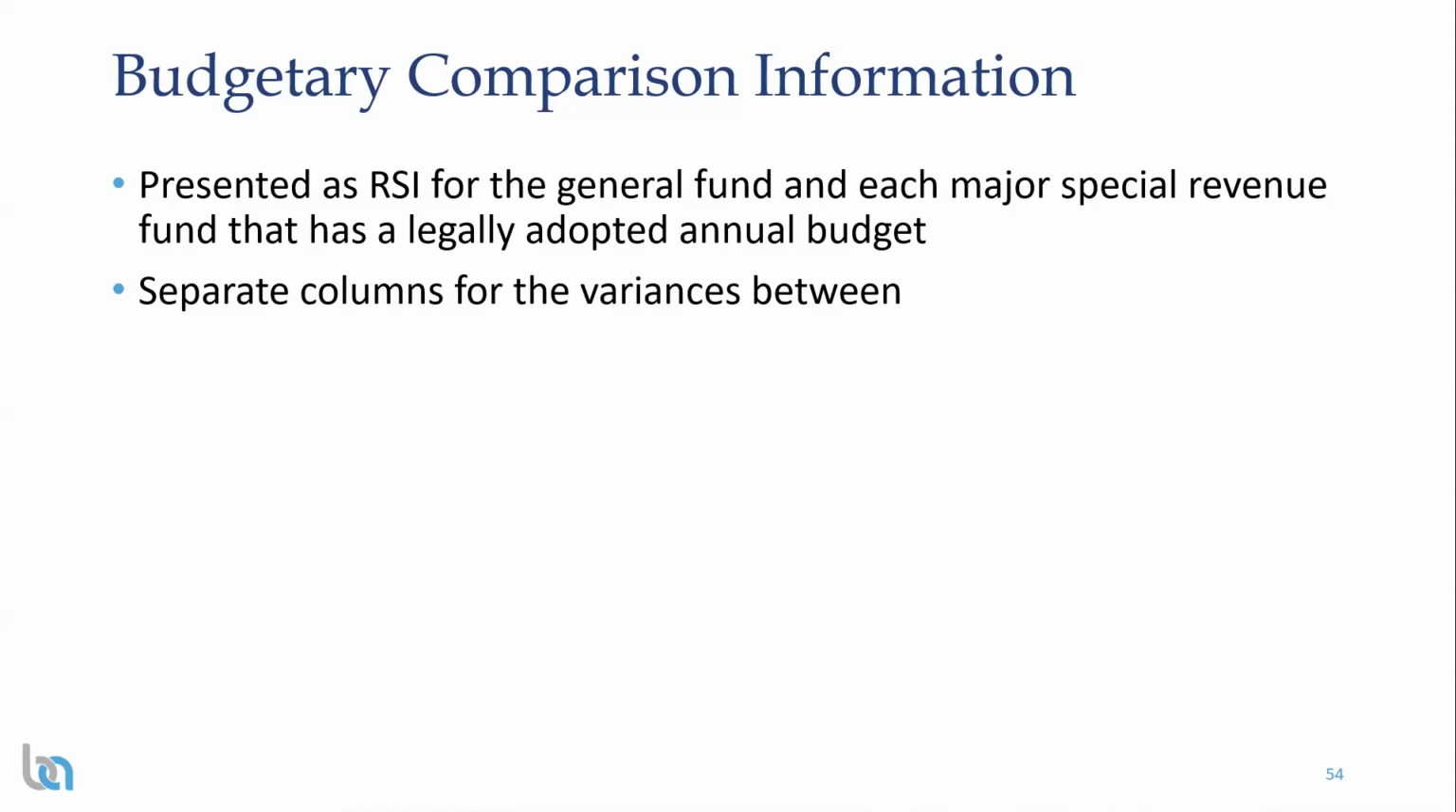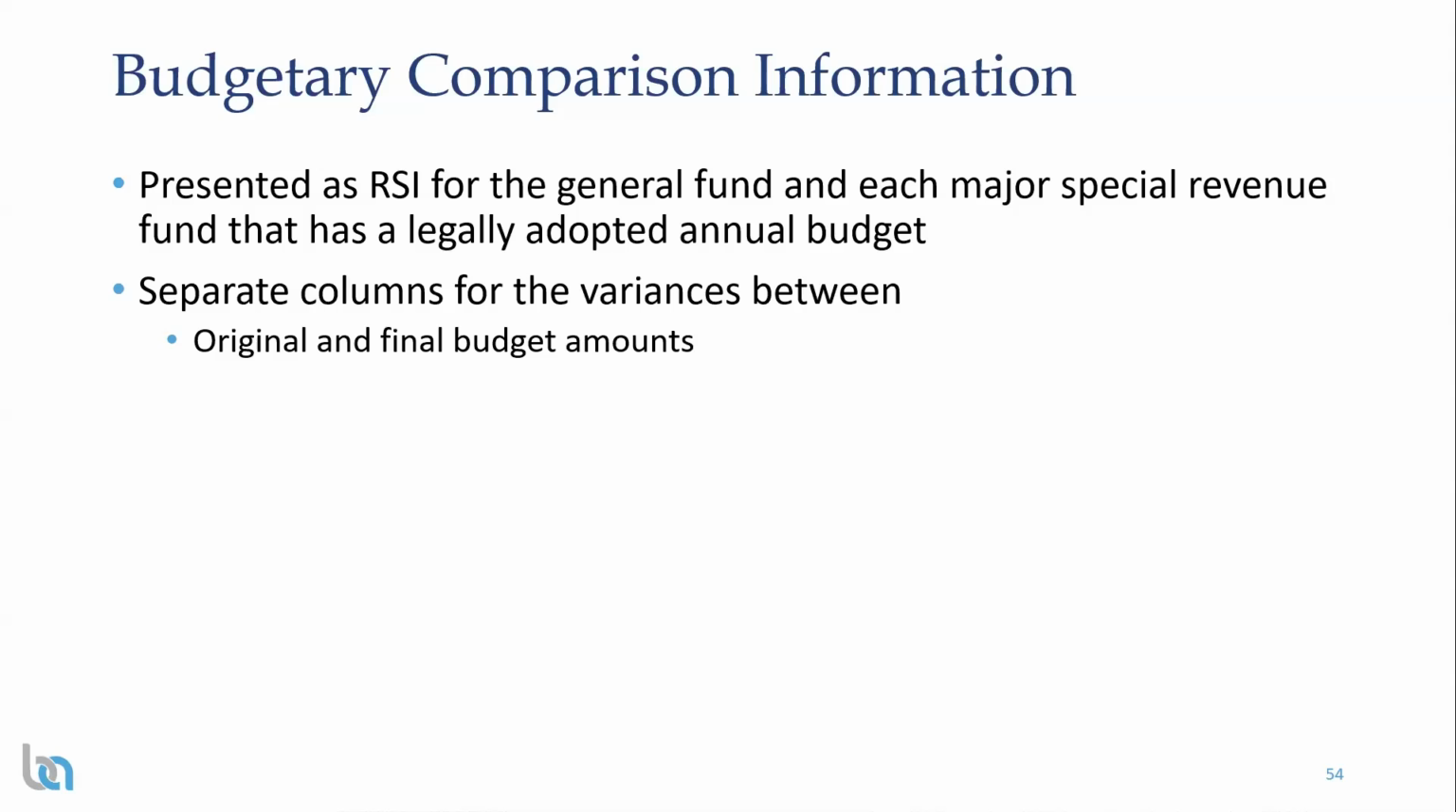Separate columns for the variances between original and final budget amount. That's new. That's going to be an interesting one because I always scratch my head about seeing a budget that was originally 100 million, then all of a sudden went to 120, but then you look at the actual numbers, it's still 100 million. So why did you go 120 from 100 and then still ended up with 100 million?